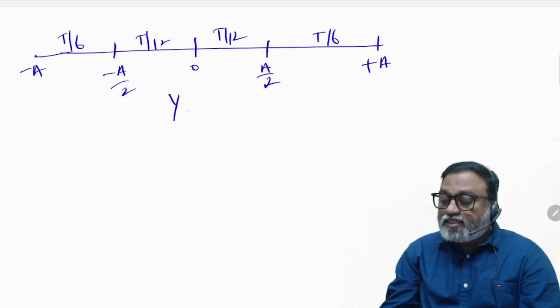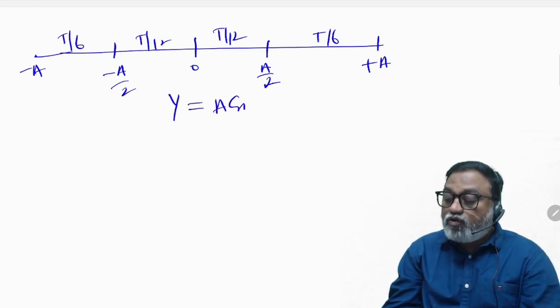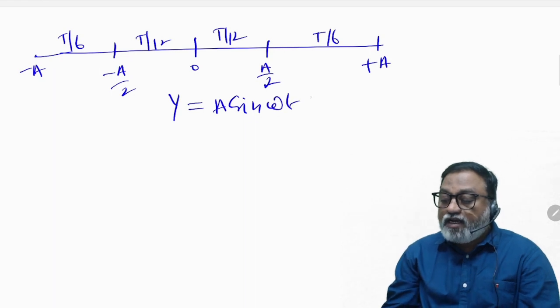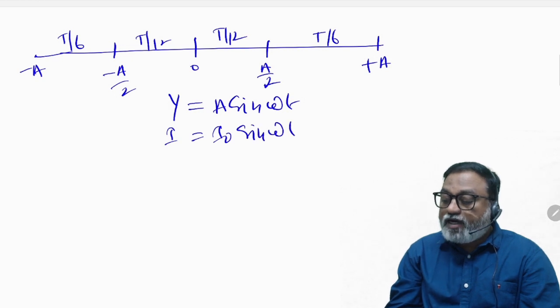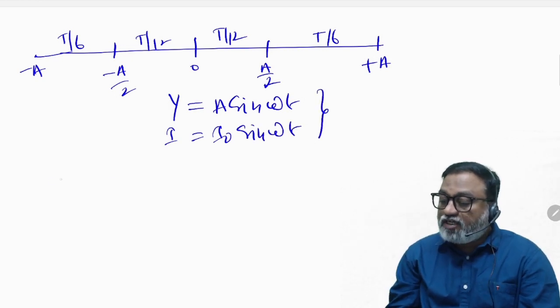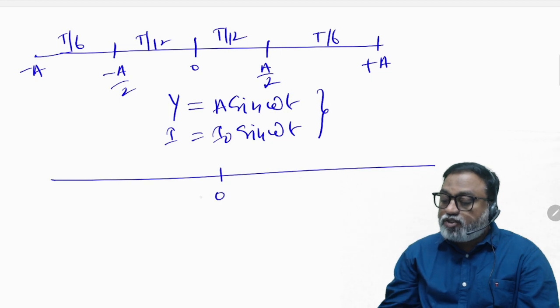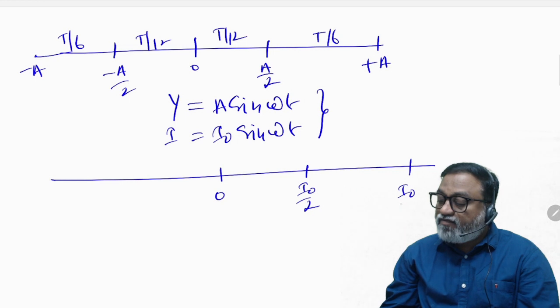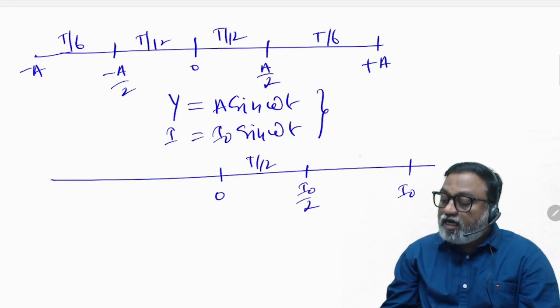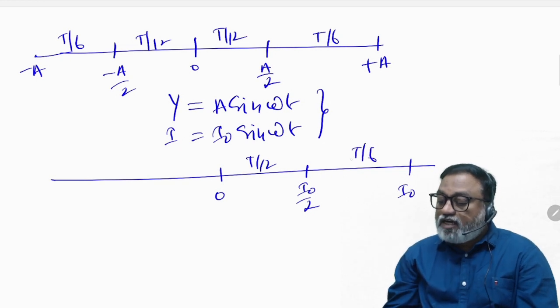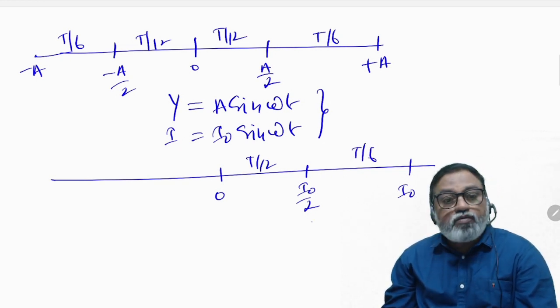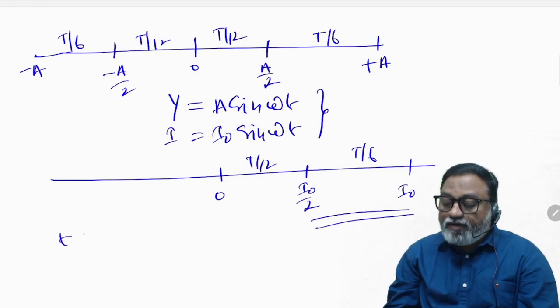Here displacement is a sinusoidal function, y is equal to a sin omega t. Like that, current I is equal to I naught sin omega t. It is also a sinusoidal function. Current is 0, half of the maximum value is I naught by 2, and the maximum value is I naught. Here this is T by 12 and this one is T by 6. In our problem, the time taken from half of the amplitude to the maximum value is T by 6.